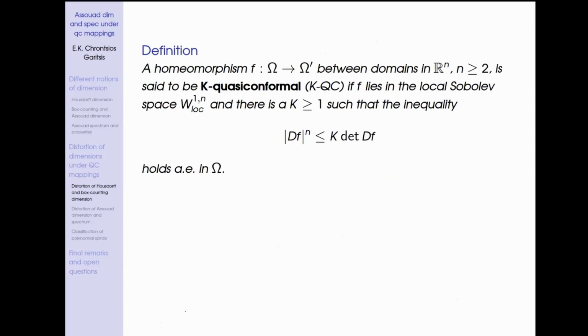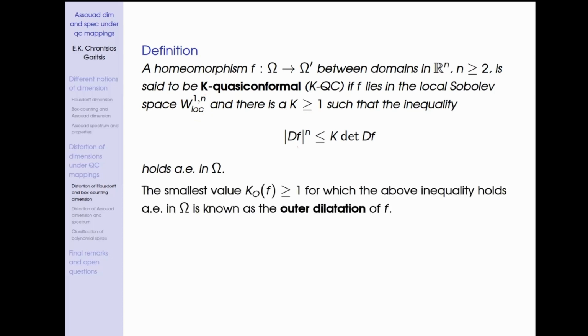The seminar is called quasi-world, so I think that most people know what a quasi-conformal map is, but I will still introduce it. It's a homeomorphism between domains in R^n that lies in the local Sobolev space W^{1,n}_loc, and there is some global constant k for which the matrix norm of the derivative to the power n is at most k times the determinant of the derivative, and this needs to hold almost everywhere in omega. If we now take the smallest value k for which this inequality holds true, that is defined to be the outer dilatation of f.